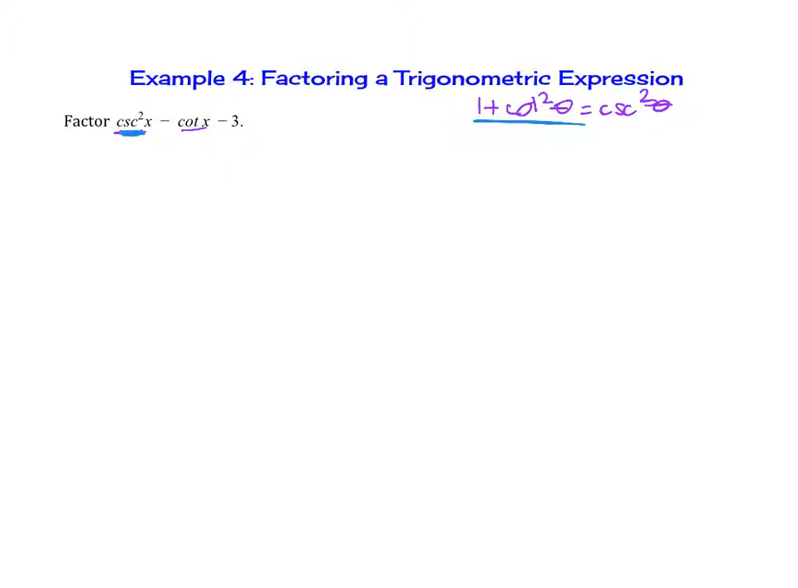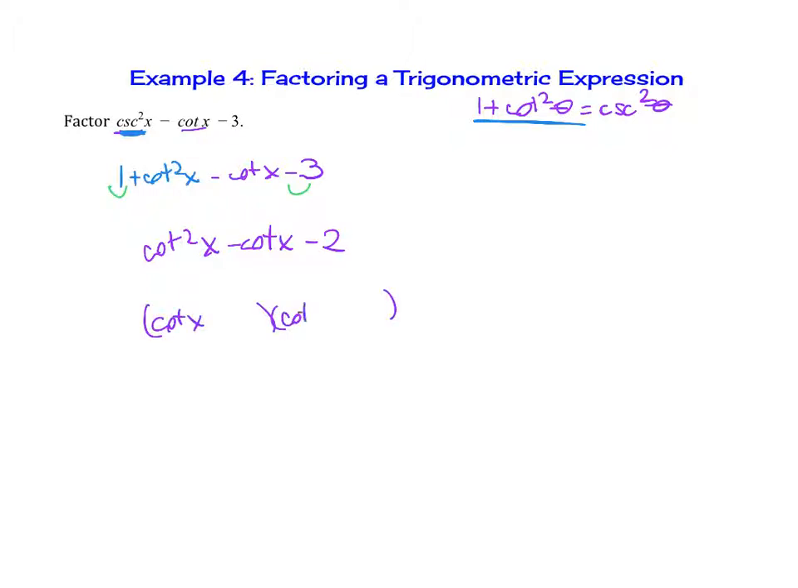This cosecant squared of x becomes 1 plus cotangent squared of x, and then rewrite the rest: minus cotangent of x minus 3, and then we should simplify. So this becomes cotangent squared of x minus cotangent of x minus 2. Now we can factor it. This factors to cotangent of x, cotangent of x, and negative 2 and a positive 1. So that completes the factoring.